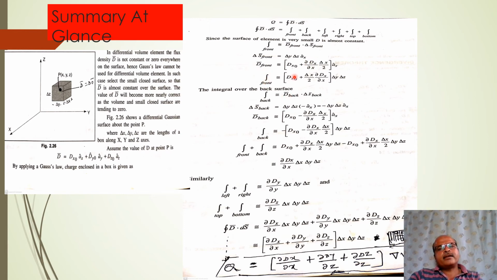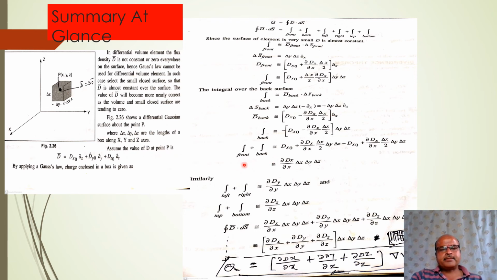D-bar front is given by the electric flux density at the center plus the partial rate of change of Dx with respect to x into half length. Total length is del x, half length is del x by 2. So we put in that value, and here ax cap dot ax cap is 1. So the integral over the back surface, we fill in the values, and lastly for the back integral you select the same equation as above, but here a negative sign, as you are going to the back side.